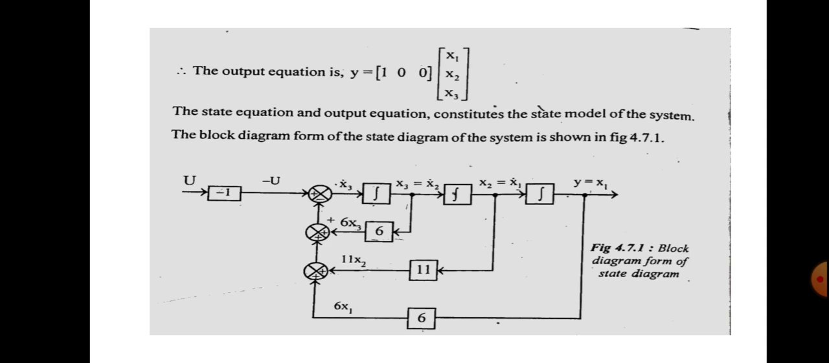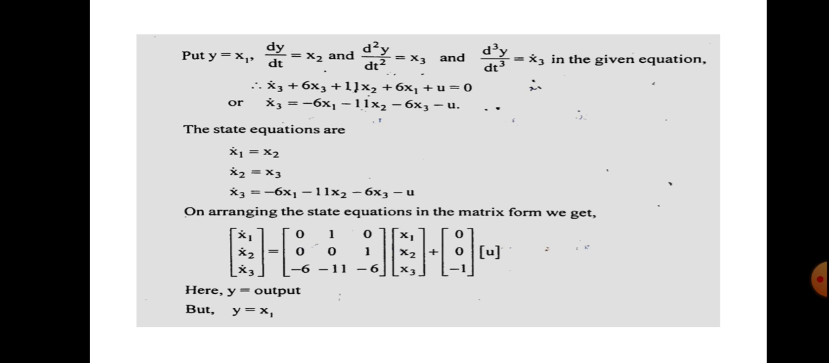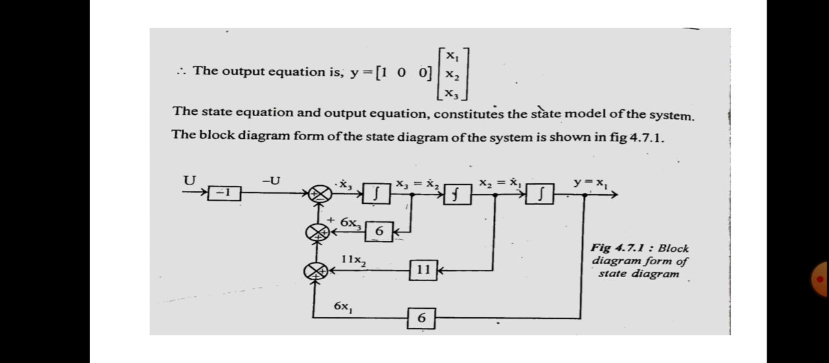For drawing the block diagram representation, you have to go to this equation. Finally, when you substitute the state variables, you will get this equation, that is x3 dot plus 6x3 plus 11x2 plus 6x1 plus u equal to 0. That is your equation, right? Based on that state equation, you have to draw the block diagram.